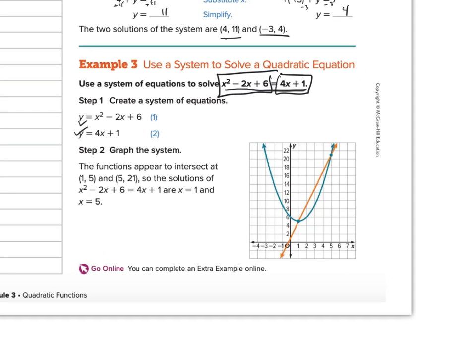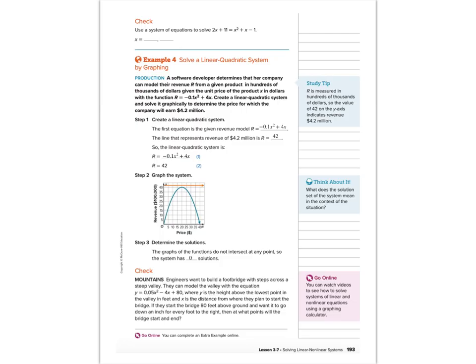So as I graph them, I can identify that there is an intersection right here. There is an intersection right here. And they do identify that this appears to be 1, 5. This appears to be 5, 21. And then that is going to be the solutions there.